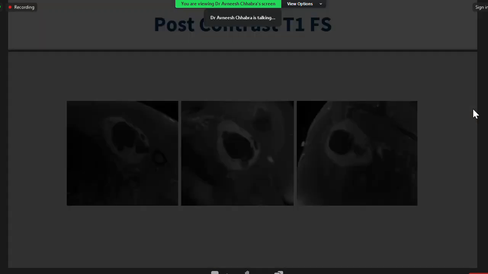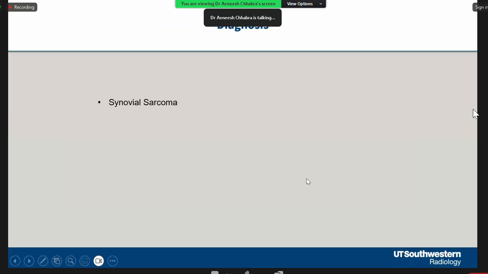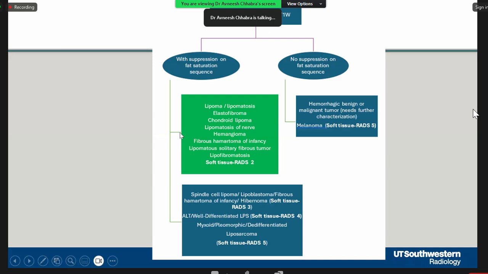So liposarcoma in the retroperitoneum. Here you have a cystic area. This was another synovial sarcoma, again 5. So this is how the algorithms look.